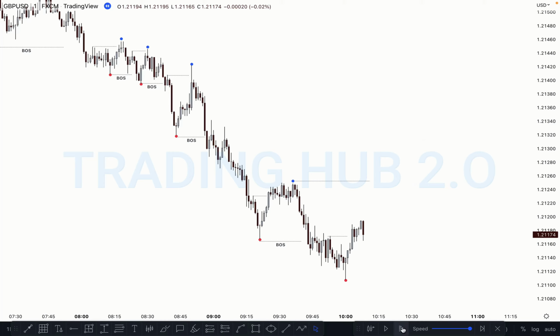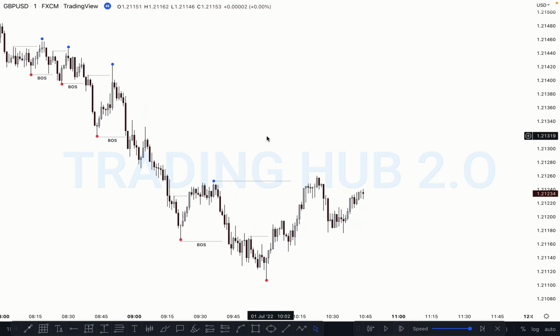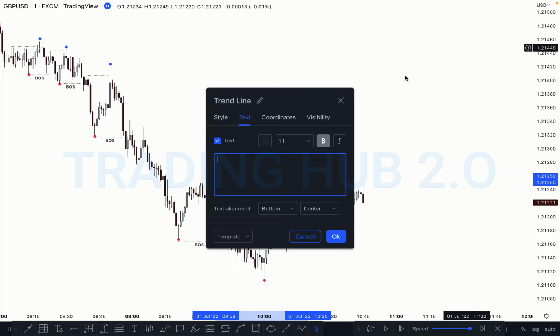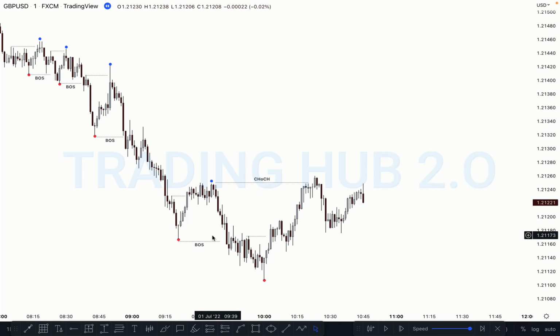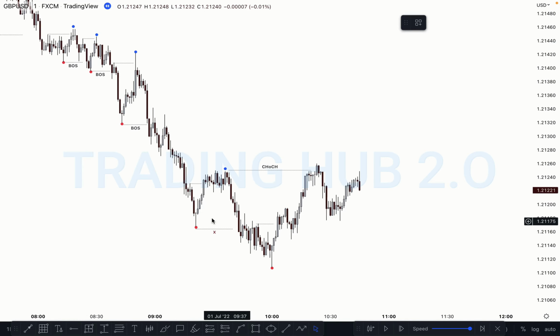Okay, now let's see what happened next. I think it's broken. Yes, it's broken and closed above it, so this move is called change of character, CHoCH. Okay, now after a long time the market switched from bearish to bullish. This one is the first indication of the bullish, right, and the market shifted bearish to bullish.